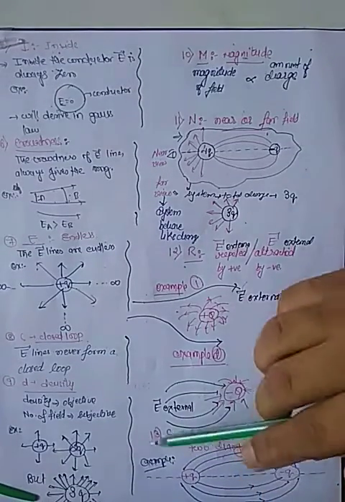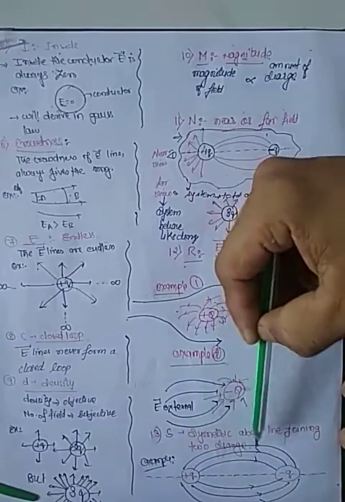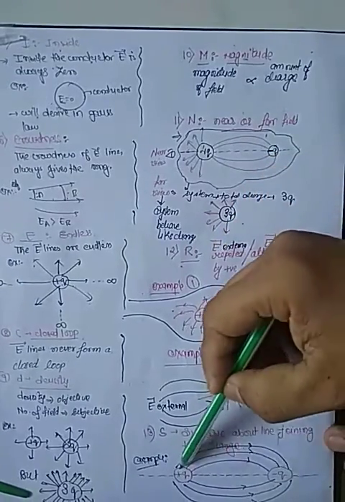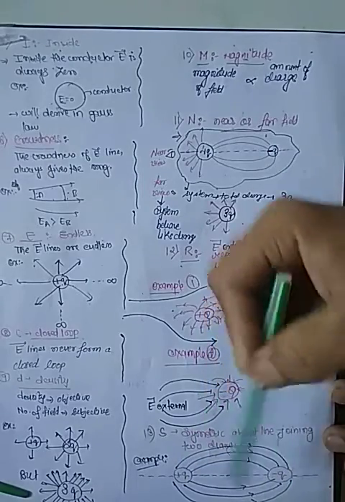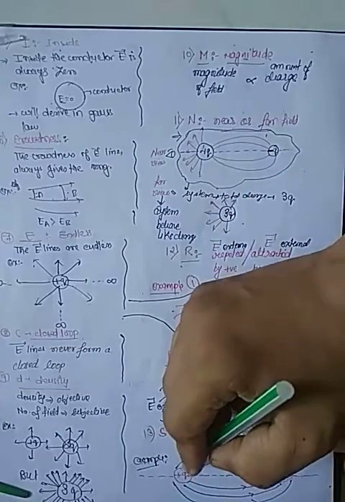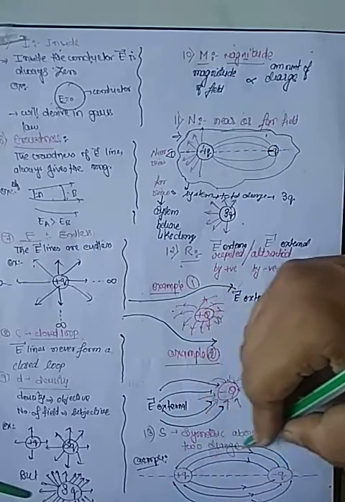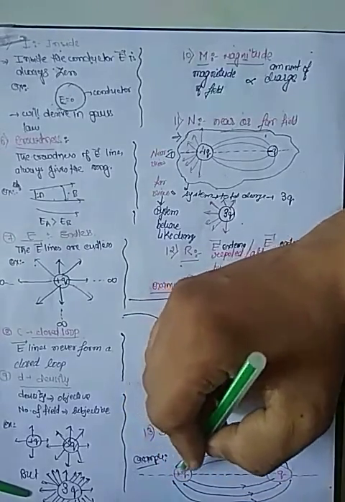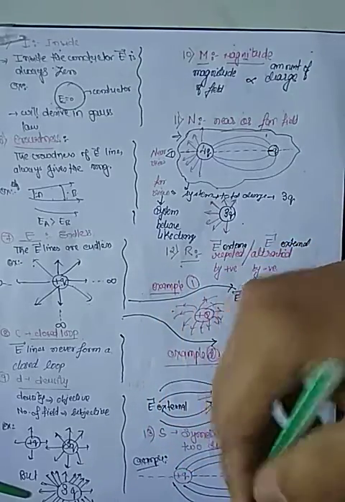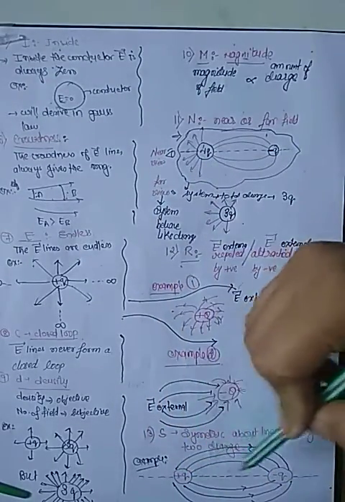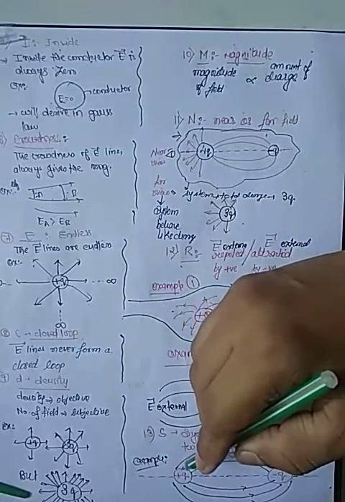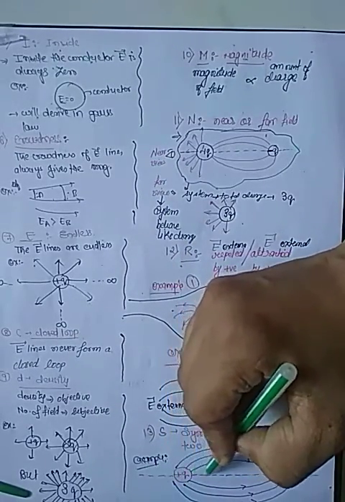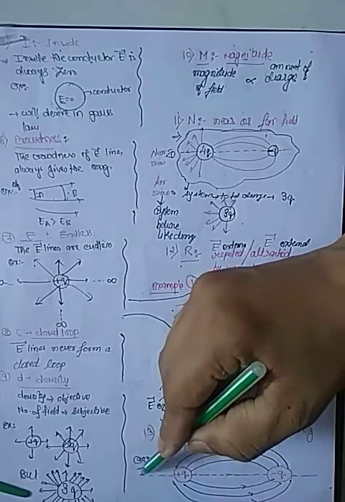What is the 13th one? Symmetric about the line joining two charges. Suppose students, we have one positive charge and one negative charge. A number of field lines come from the positive and go to the negative. The electric field travels from the positive charge to the negative. So how can we know how many field lines are coming? We are going to draw a marginal line.